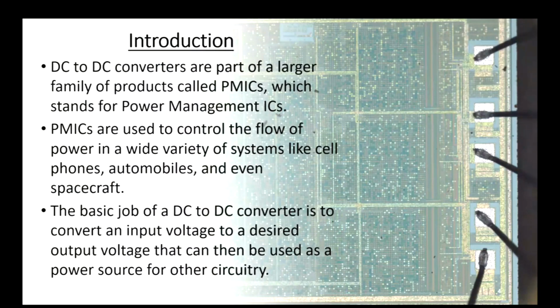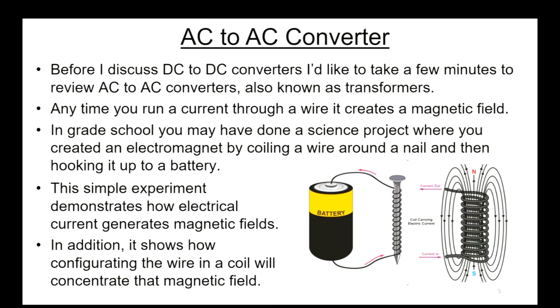DC converters are part of a larger family of products called PMICs, which stands for Power Management ICs. PMICs are used to control the flow of power to a wide variety of systems, like cell phones, automobiles, spacecraft. Now, the job of the DC to DC converter is to convert an input voltage to a desired output voltage that can then be used as a power source for other circuitry.